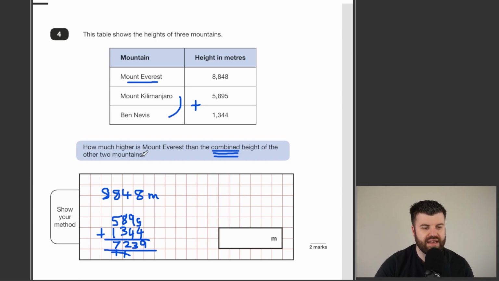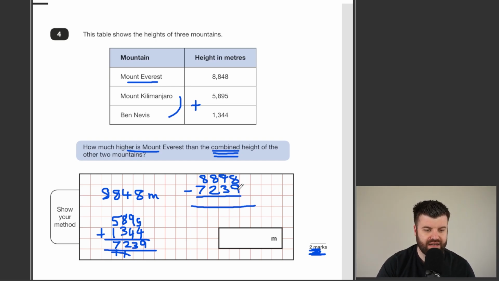But the question said, how much higher is Mount Everest? And notice it's a 2-mark question. We're going to have to do multiple steps here. So far, we've only done one. So then we're going to take the height of Mount Everest, which is extremely tall, 8,848, and we're going to take away the combined height that we just calculated to find the difference, to find how much taller Mount Everest is than the combined height.